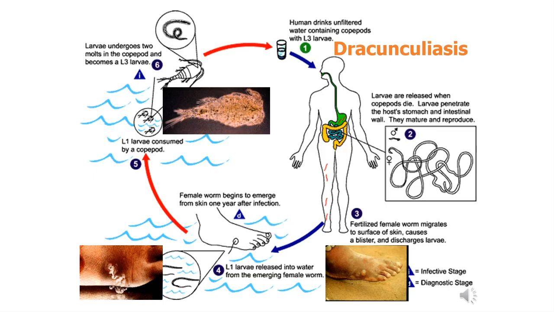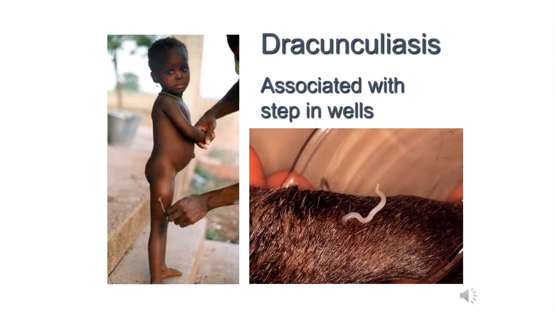Here, as you can see in the life cycle, which you are not responsible for, it's associated with the aquatic environment of the step-in wells. Now, how is that? How are the step-in wells? Here you see in this patient and in the other picture as well, this is a worm that occurs in the lower extremities. It goes down after infection to the lower extremities.